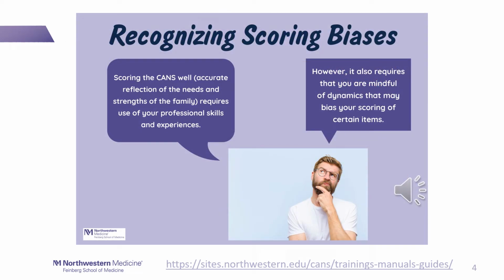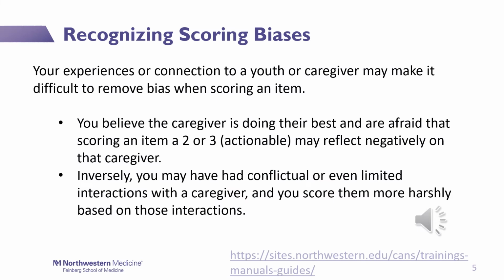Scoring the CANS well, with an accurate reflection of the needs and strengths of the family, requires use of your professional skills and experiences. However, it also requires that you are mindful of dynamics that may bias your scoring of certain items. Your experiences or connections to a youth or caregiver may make it difficult to remove biases when scoring an item. You may have a fantastic relationship with a caregiver and do not want to give them a bad score that may somehow reflect negatively on them. Remember, the CANS is not a judgment on the children or their caregivers, but rather a tool that is used to identify needs that should be addressed.